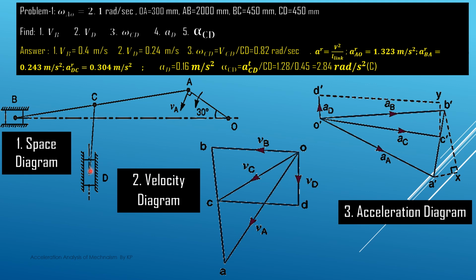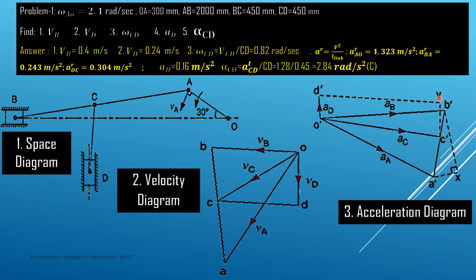So the acceleration of point D with respect to point C has two components, radial and tangential. A radial component is always from D to C. So from this C dash point we draw a vector parallel to DC, in the up direction. From C dash we draw a line C dash Y, parallel to DC, and this line is joining from D to C, meaning in the up direction.